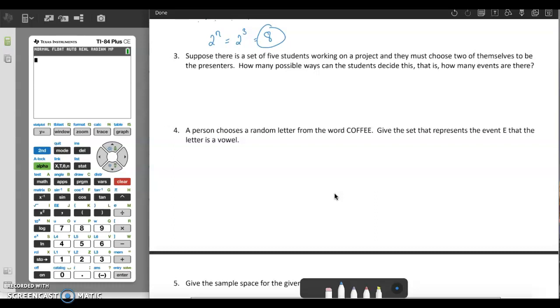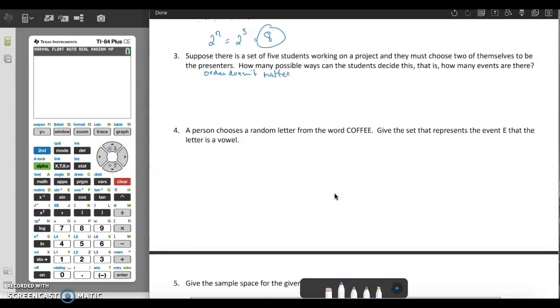Okay, so there are 5 students and they need to choose 2 of themselves. And in this case, there is no ordering. Neither of these students has a specific title, so the order doesn't matter here. I'm going to write that down. Order doesn't matter in this choice.